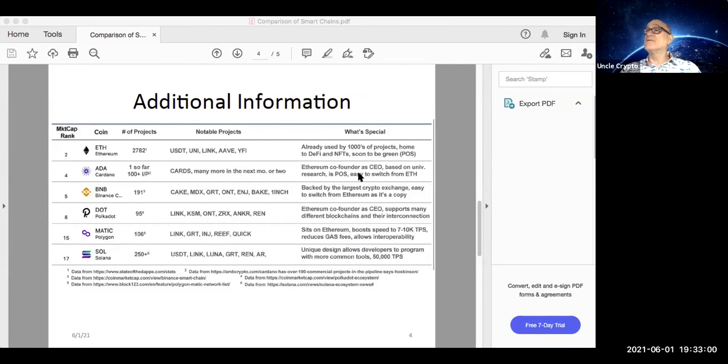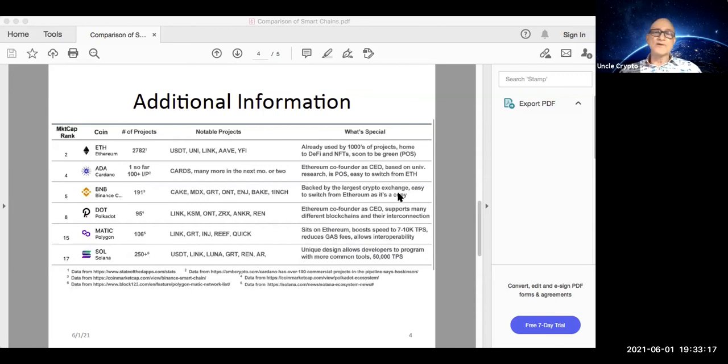So proof of stake was first created with some research papers that were used by the Cardano guys because they do university research. And they also worked on it to make it easy to switch over from Ethereum to Cardano.